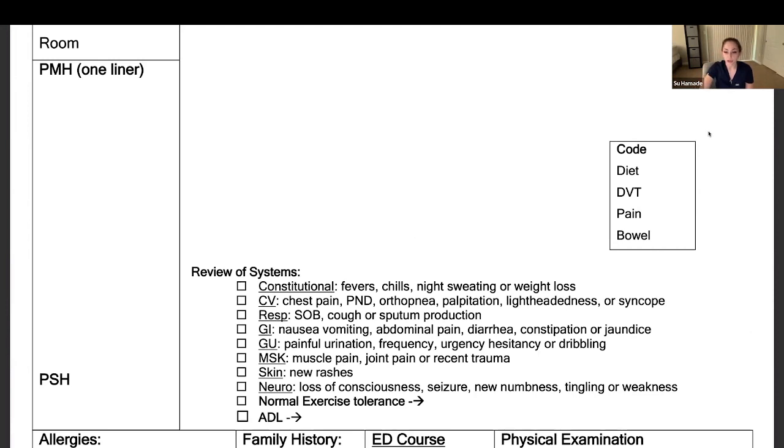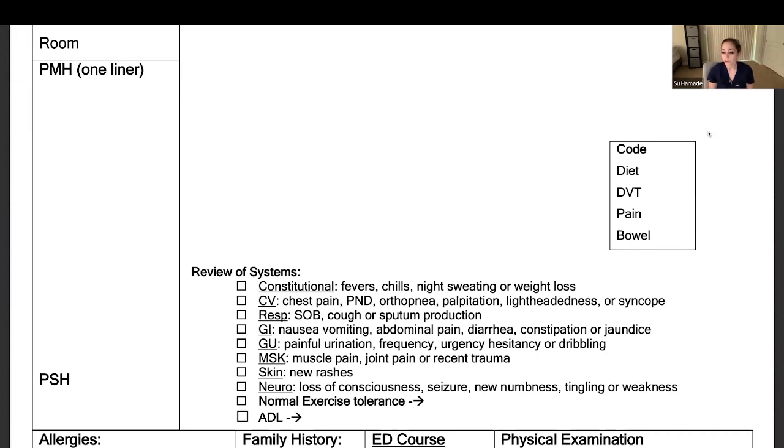I know it gets a little uncomfortable at first, but the more times you do it, the better. And so for me, I always start off with, given that you're being admitted to the hospital, I do have to just make sure that we know what to do in case your heart were to stop.